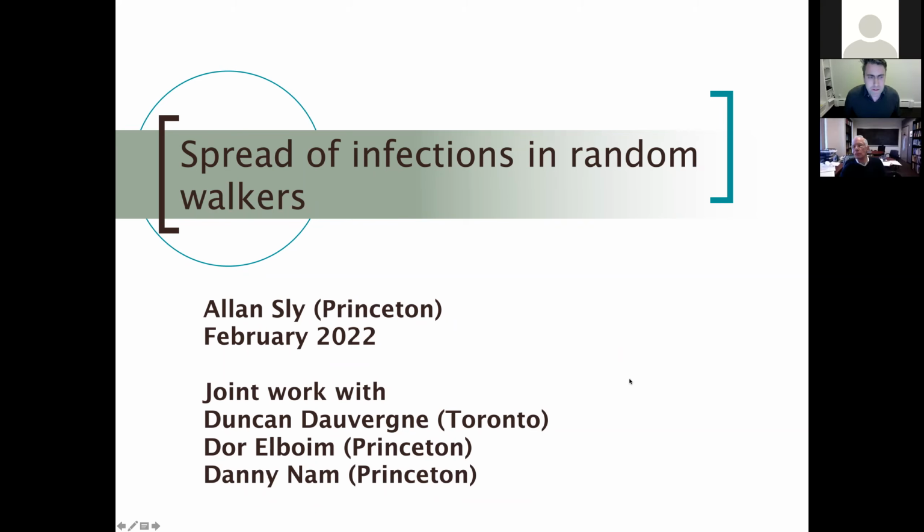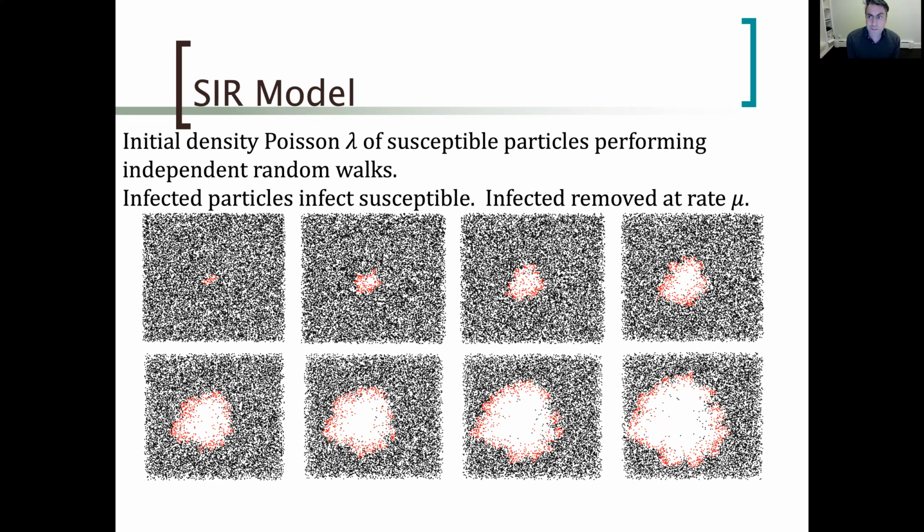Particularly at the beginning of the pandemic, you may have heard epidemiologists talking about the SIR model, which stands for susceptible, infected, and removed. Particularly when they were discussing what is the rate of growth of the infection, traditionally this is studied in the mean field sense, where essentially everyone can potentially infect everyone else, and so you can analyze it with differential equations and say what fraction of the population will get infected.